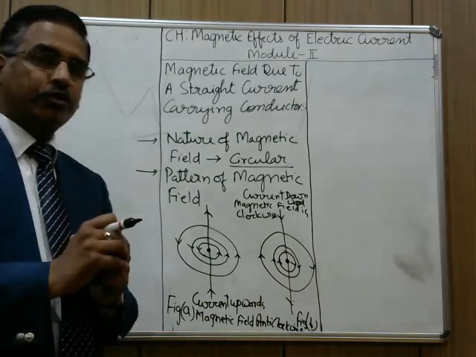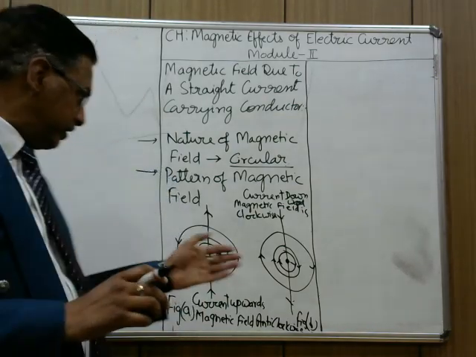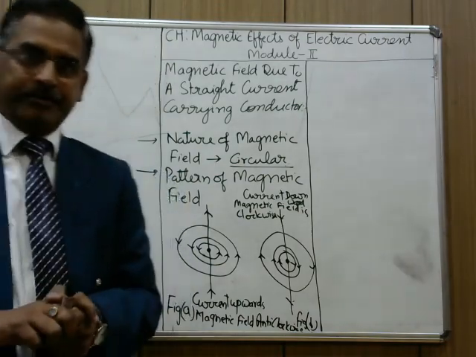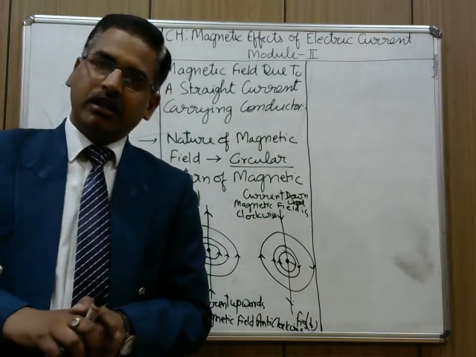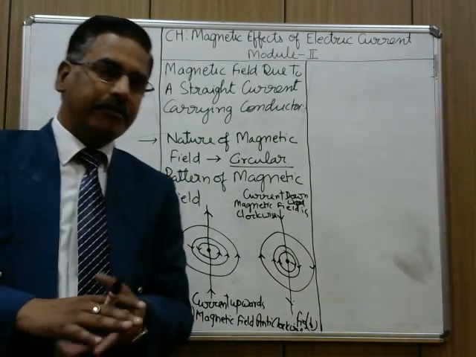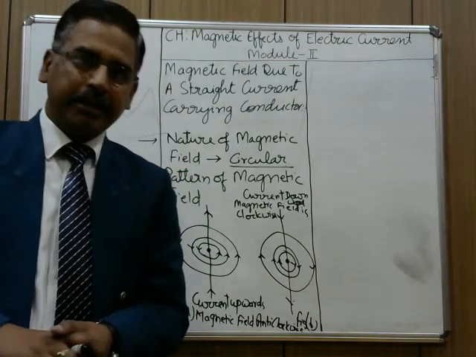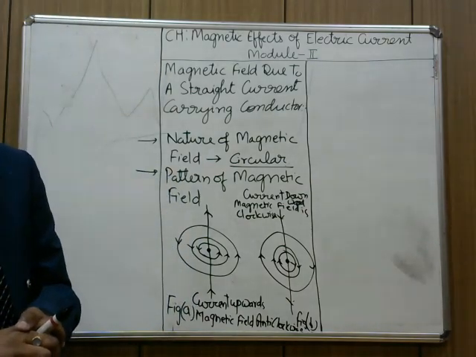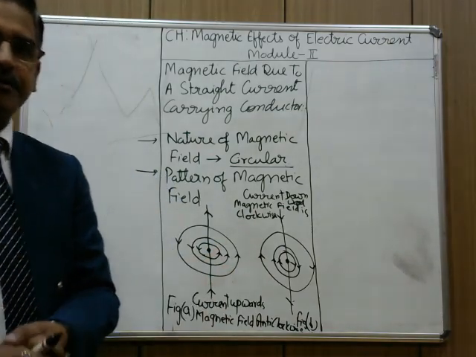Now, the important conclusion which we can draw from these two diagrams is that on reversing the direction of current, the direction of magnetic field is reversed. That is, when we change the direction of current in the straight conductor, the direction of magnetic field gets reversed. So a question can be asked, how can you change the direction of magnetic field? By reversing the direction of current.